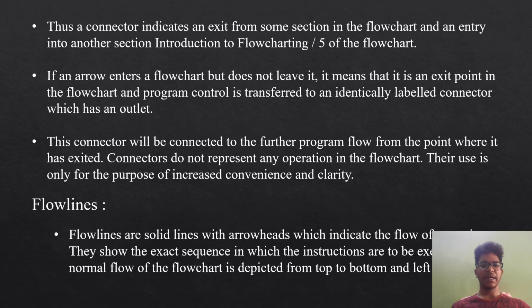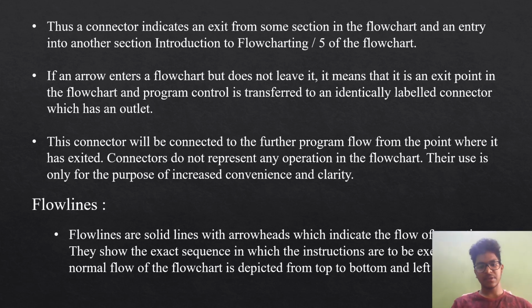If an arrow enters a connector but does not leave it, it means that there is an exit point in the flowchart and program control is transferred to the identically labeled connector which has an outlet. This connector will be connected to the further program flow from the point where it has exited. Connectors do not represent any operation in the flowchart. Their use is only for the purpose of increased convenience and clarity.